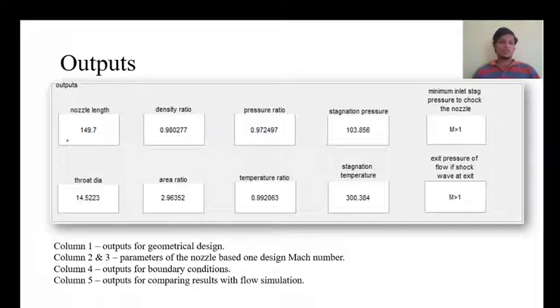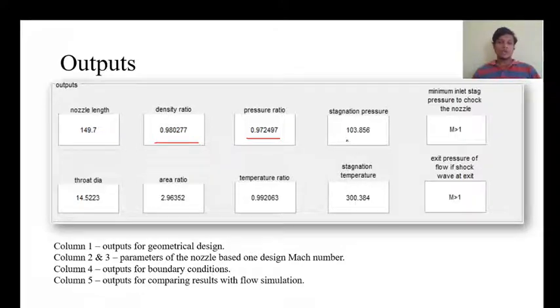And for this case, we have given Mach 2. This is the nozzle length, this is the density ratio, and this is the pressure ratio. What does the pressure ratio mean? It is the ratio of exit static temperature to inlet stagnation temperature.